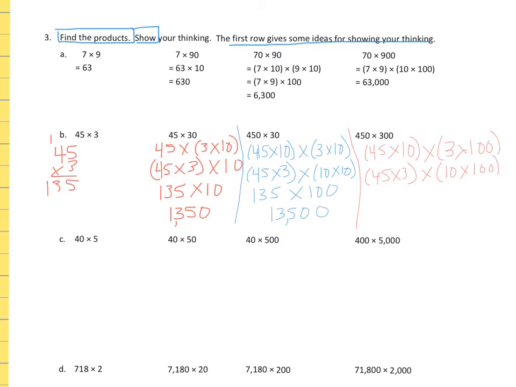Well, 45 times 3, 135. And then we're going to multiply the 10 and the 100 together, and that would give you 1,000, because that would be 3 zeros. And so that means we're going to take 135, and we have 135 thousands, so add 3 zeros to the end. So our answer becomes 135,000.